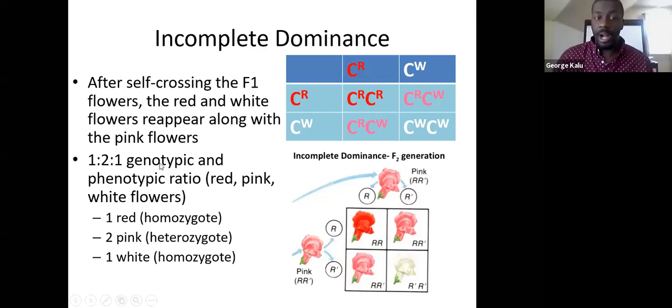And so whenever you're crossing heterozygotes, whether you're looking at simple dominance or incomplete dominance or codominance, we're always going to see a ratio of 1 to 2 to 1, for both genotypic and phenotypic ratio, meaning that you're going to have one red homozygote, in this case, two pink heterozygotes, and then one white homozygote. One red, two pink, and then one white. So we see a 1 to 2 to 1 genotypic and phenotypic ratio here, whenever we're crossing heterozygotes. But again, here we're having a blend whenever we have heterozygotes in our offspring.